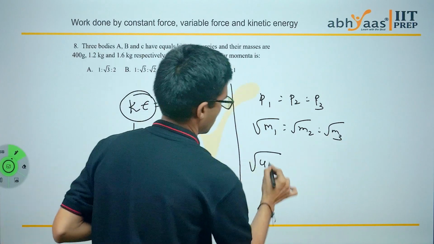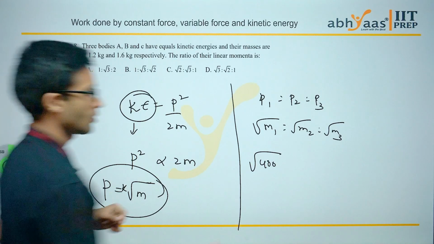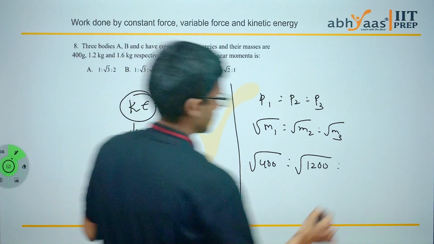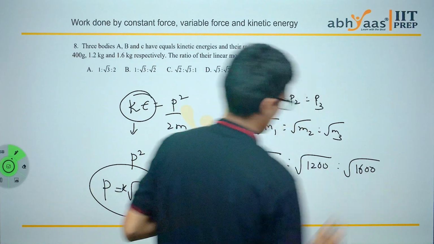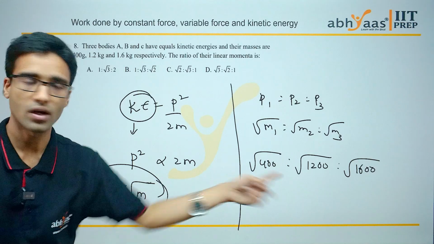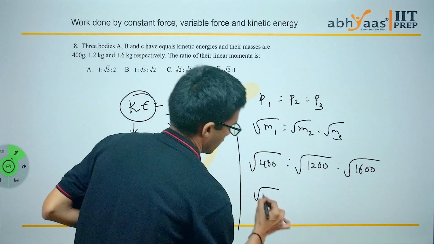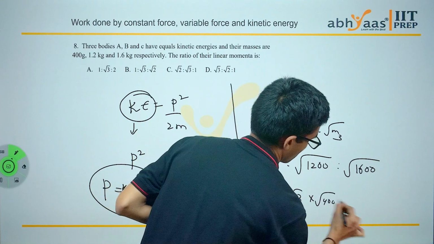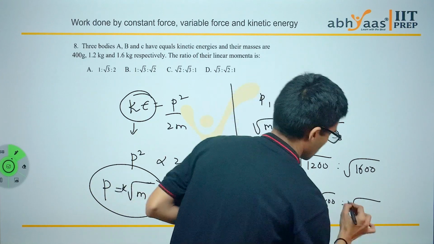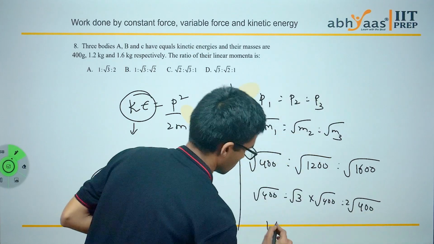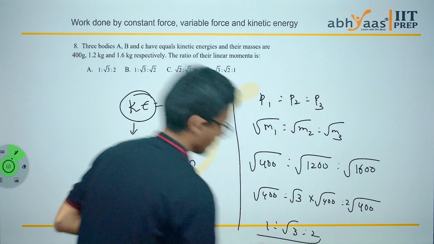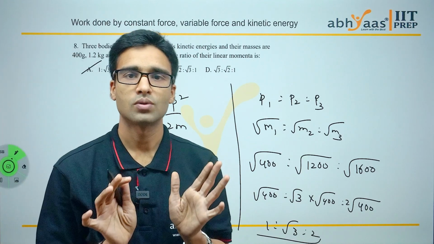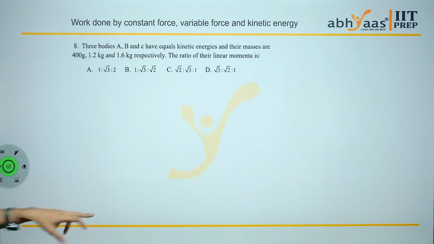Here the first one is 400 grams, directly I am writing. The second one is 1.2 kg, that means 1200 grams. The third one is 1.6 kg, that means 1600. So if we take root 400 common for all the things, root 400, this one 3, root 3 into root 400, this is 2 into root 400. So what is the answer? 1 is to root 3 is to 2. That is the answer. Here, first option. So these are only based on 1 or 2 formulas only. We completed this one, simple bits.